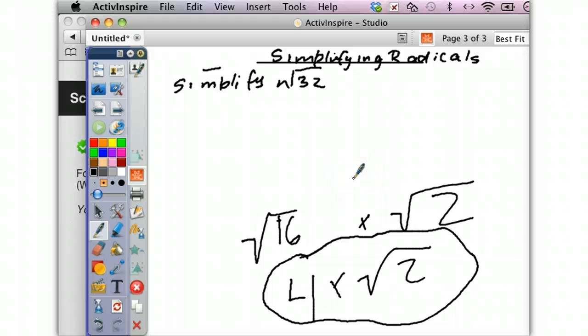2 factors of 32, such that 1 is a perfect square. Jake was able to think of 16 as a perfect square times 2. That's a fast way to do it.